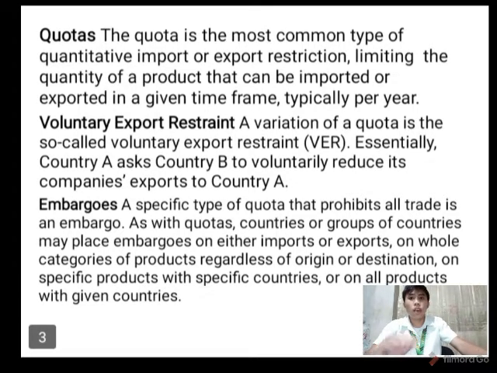Next is embargoes. A specific type of quota that prohibits all trade is an embargo. As with quotas, countries or groups of countries may place embargoes on either imports or exports on whole categories of products regardless of origin or destination, on specific products with specific countries, or on all products with given countries. An embargo is used by the government as an effort to use economic means to achieve political goals.